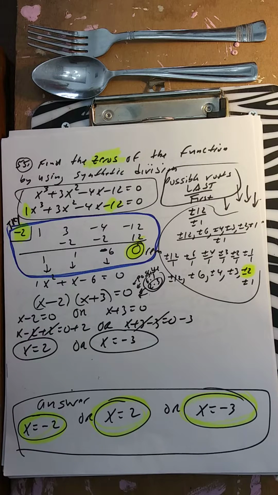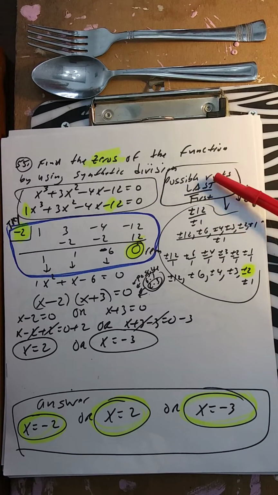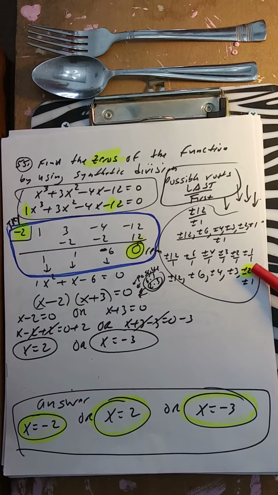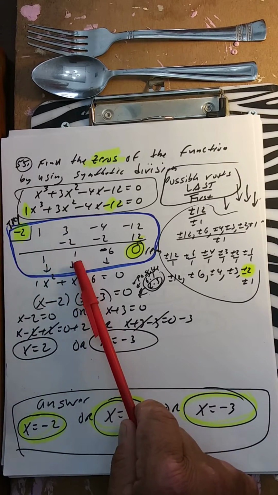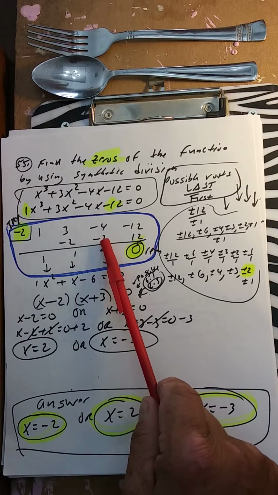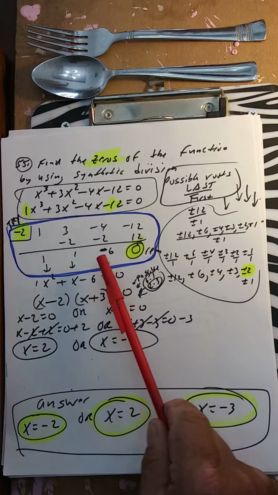Alright, find the zeros of the function by using synthetic division. Again, look at the last over the first. The last over the first are these numbers right here. All the possible numbers are right here. I choose a -2 again, just lucky again. You can start with this one, but that's what I got. Put the -2 in there. Put the 1 down here, it's going to be -2. 3 minus 2 is 1. That turns out it's going to be -2 and -4 is -6. That turns out it's going to be 12.